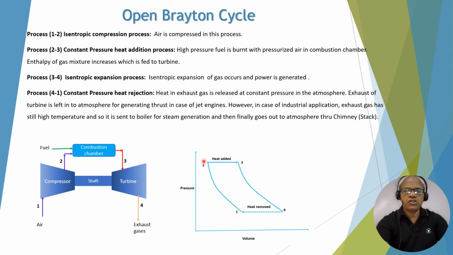So process 1-2 is compression, process 2-3 is heat addition in the combustion chamber, 3-4 is isentropic expansion in the turbine, and 4-1 is shown dotted to consider it as a closed system. However, at 4 it is exhausted to the atmosphere. That is why it is called the open Brayton cycle.